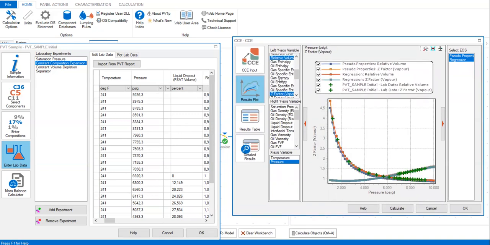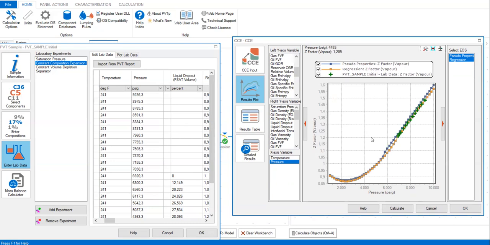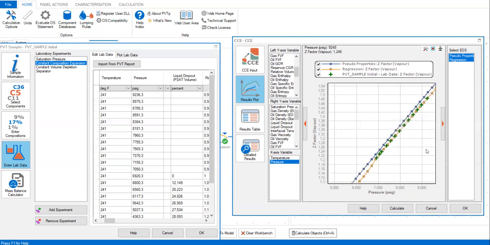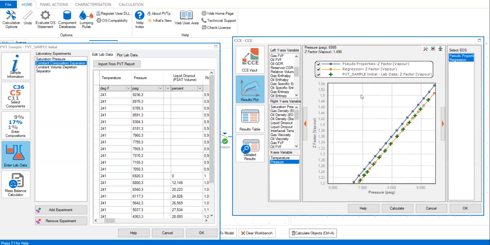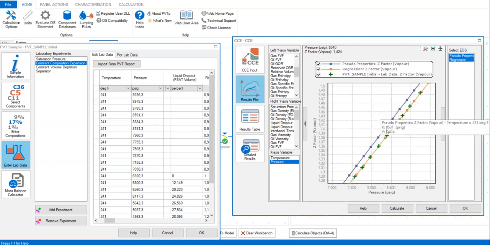Okay, now lastly, let's check the quality of the match for the Z factor. Vapor. All right, uncheck this. You see, we can very well match the lab data. You see the gap between the pseudo properties fluid model and the regression fluid model. You can see we can reproduce very well even the Z factor of the vapor phase. Okay, it's very good.